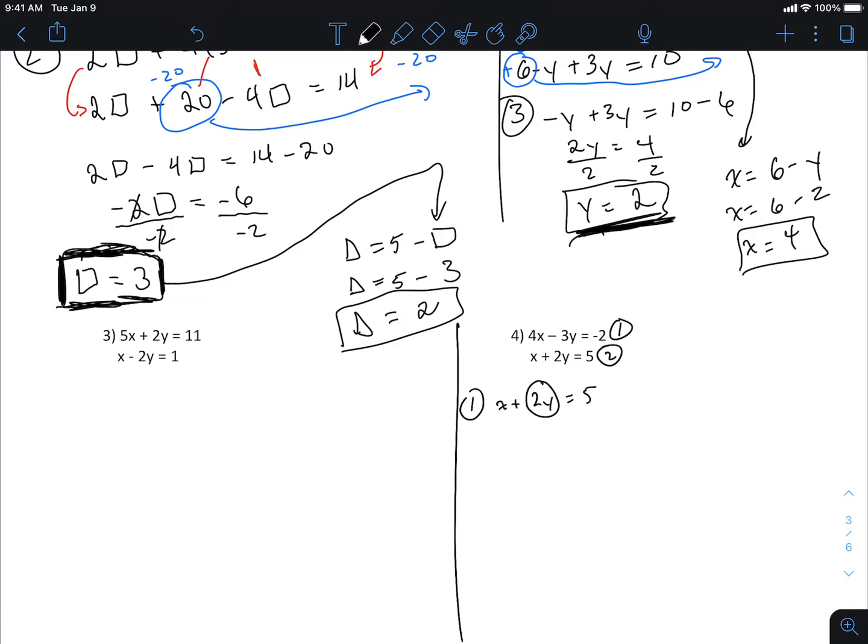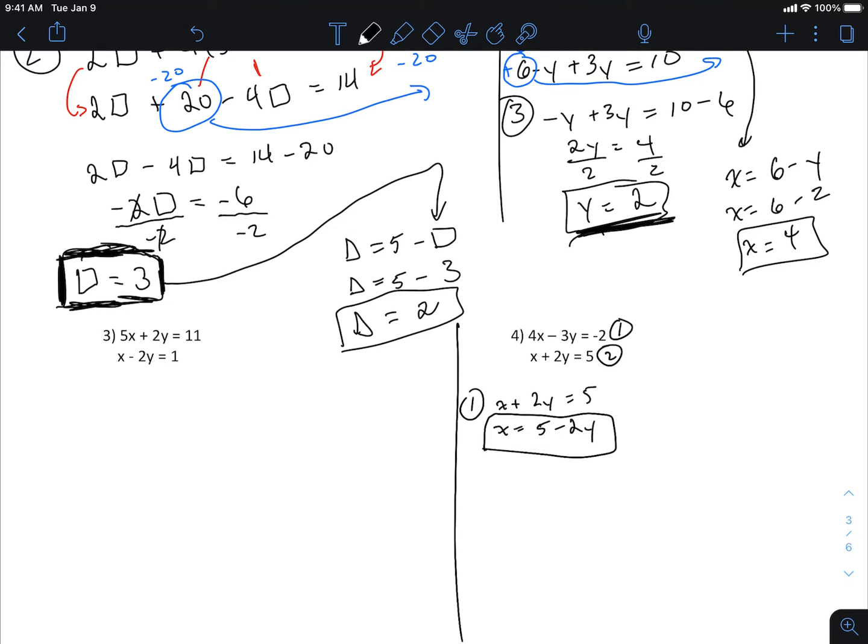Okay. I don't necessarily want to solve for y in this one because I've got this coefficient sitting out front. But if I solved for x in this one, by moving the 2y to the other side, that makes my life a little bit easier. So I'm going to solve for x. X is going to equal 5 minus 2y. All right, and then we're going to put a box around that because we know we're going to use it.